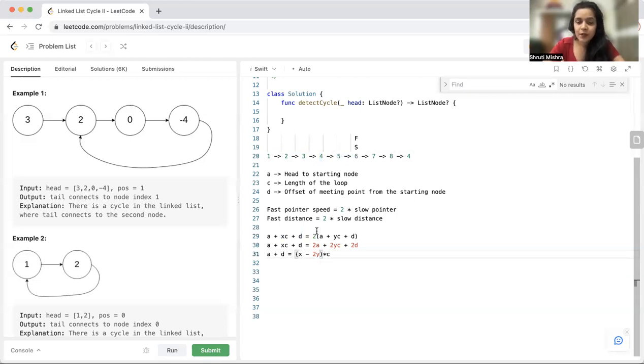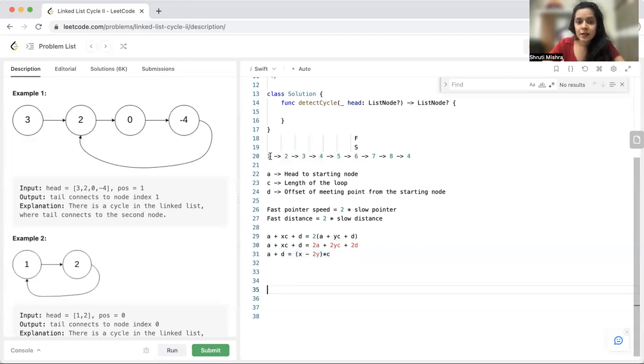So this is the distance covered by the fast pointer. At the same time, slow pointer also went from 1 to 4. It circled around Y times in the same time, and it also covered the distance from 4 to 6, which is your starting point to the meeting point, right? But this distance is twice of this distance, right?